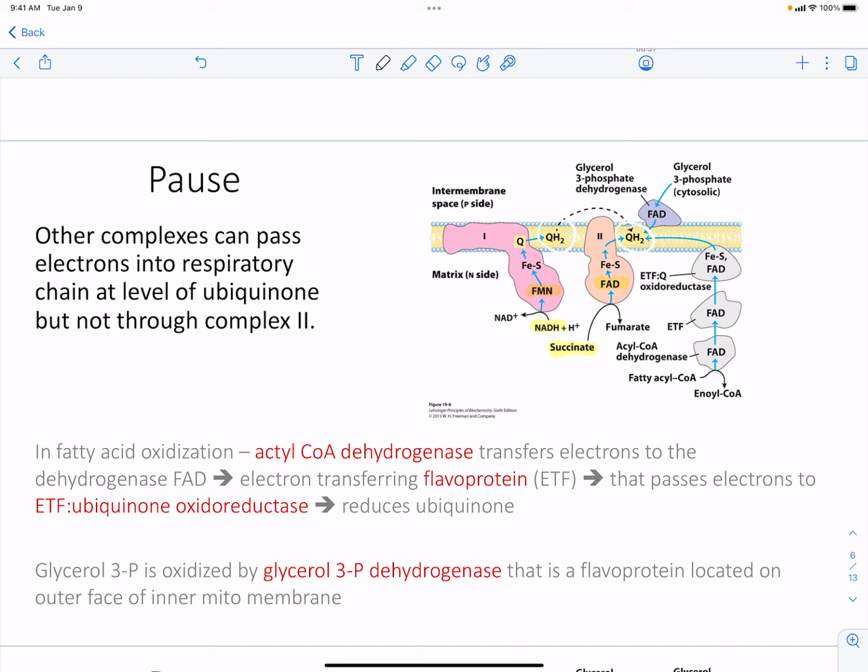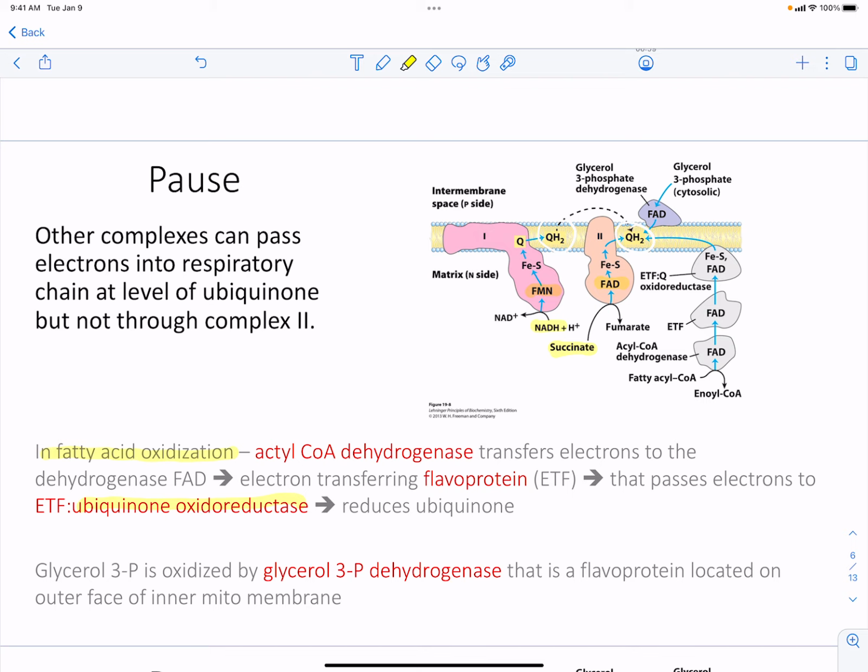Now, there are other electrons that need to be donated to the electron transport chain from different pathways. One such pathway is fatty acid oxidation. In this case, you're going to have an acyl-CoA dehydrogenase that will take the electrons and pass them to FAD. And then this is going to eventually also be passed on to ubiquinone.